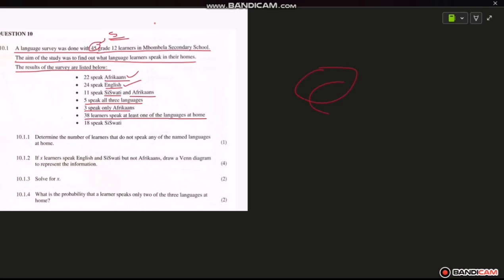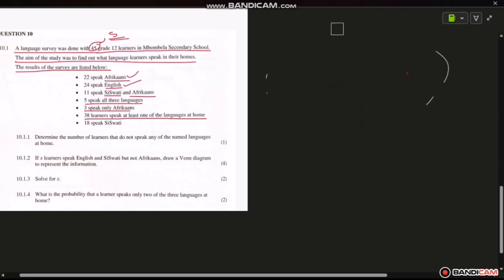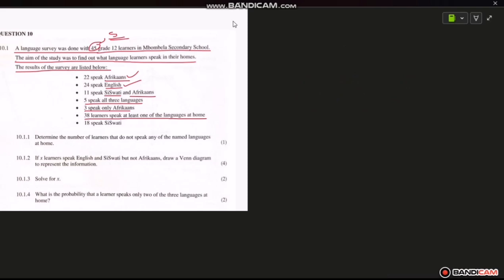So let me just explain this. 38 speak at least one. So at least one, you tick everything inside what? Inside the events. You tick everything inside your events, meaning that all these ticks sum up to that 38. I hope that makes sense. That's very, very important. And if you didn't watch the first video here in our channel under probability, make sure that you watch it.